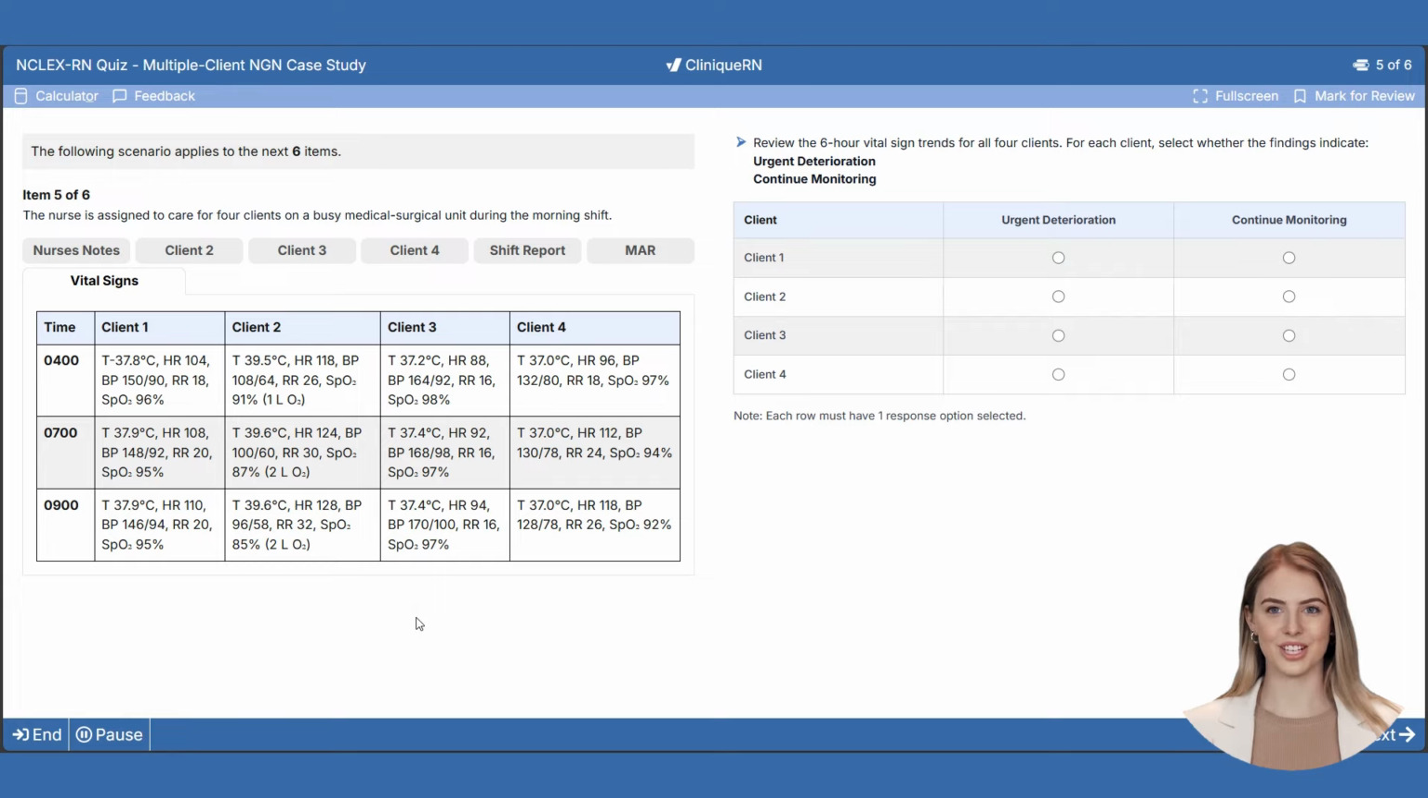2 liters oxygen. Client 3, temperature 37.4 degrees Celsius, heart rate 92, blood pressure 168/98, respiratory rate 16, peripheral capillary oxygen saturation 97%. Client 4, temperature 37.0 degrees Celsius, heart rate 112, blood pressure 130/78, respiratory rate 24, peripheral capillary oxygen saturation 94%.